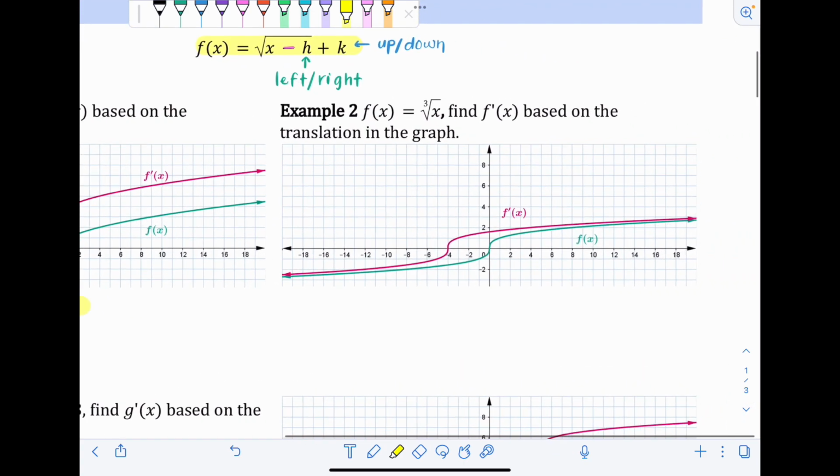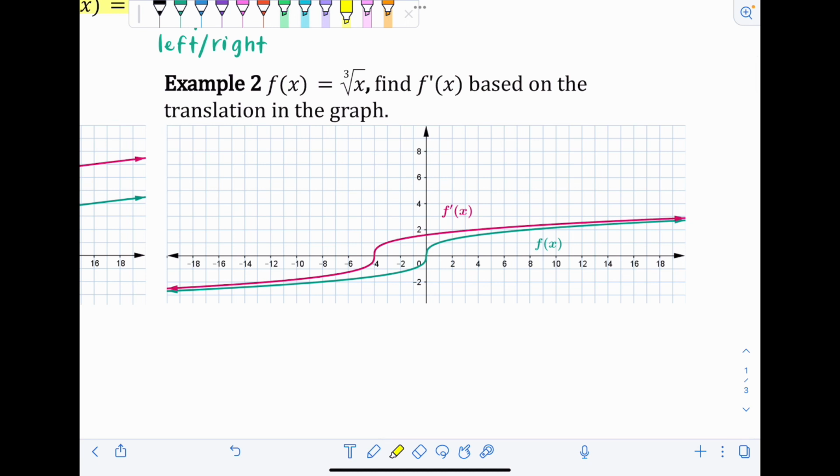And then example 2, f of x equals the cubed root of x. Find f prime of x based on the translation. So same set of directions, just a new starting graph. This one is a cubic function. You can see the graph looks different, and as well it's f of x equals the cubed root of x.